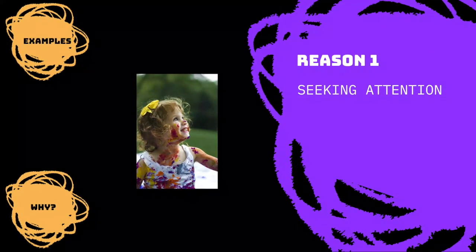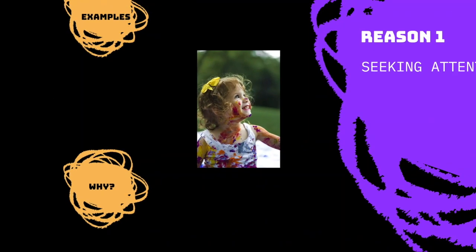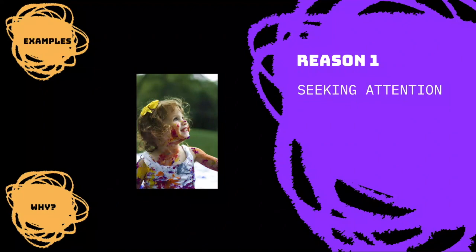So now let's look at why do children show these attention-seeking behaviors? Well, the main reason is for a constant affirmation of worth. So just think about how the child is always wanting attention from you. And this is because they want to constantly be reaffirmed that they are valuable. They want to know that they have your love or they have your attention. They want to know that they're worth being responded to.